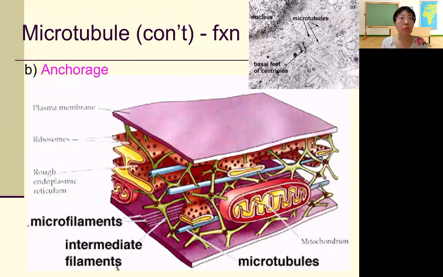Second function is anchorage. Anchorage is when you want to fix the organelle in a certain location of the cell, just like you want to fix the ship in a certain spot in the sea, you don't want it to move. So you put an anchor into the sea. Here you use a microtubule to anchor the organelle in a certain location of the cell. For example, you can see that this mitochondrion is being anchored in its position. The Golgi and the rough ER also are being anchored, right?